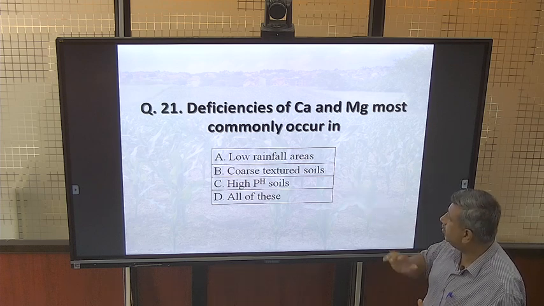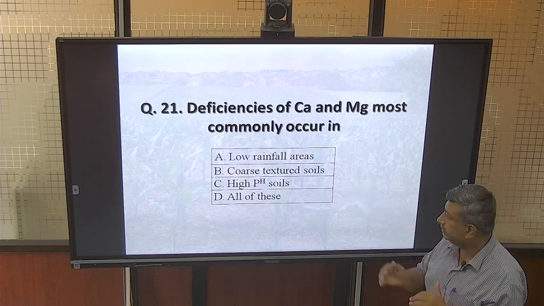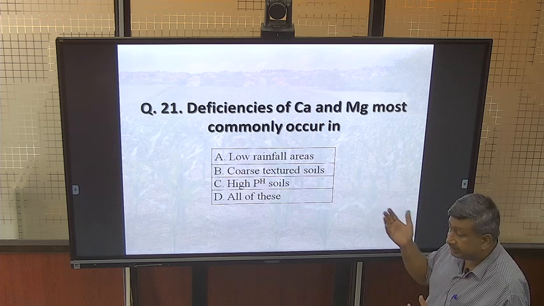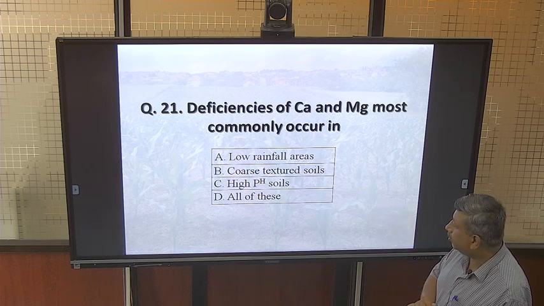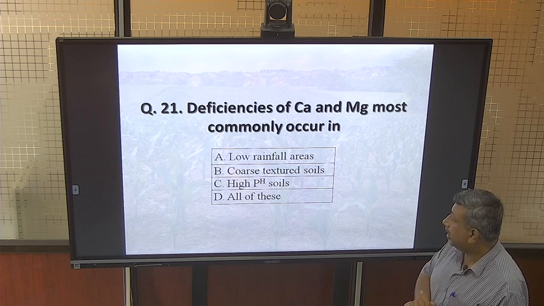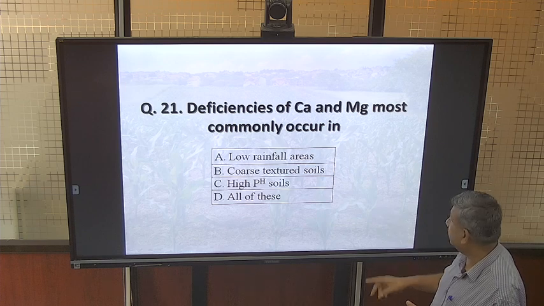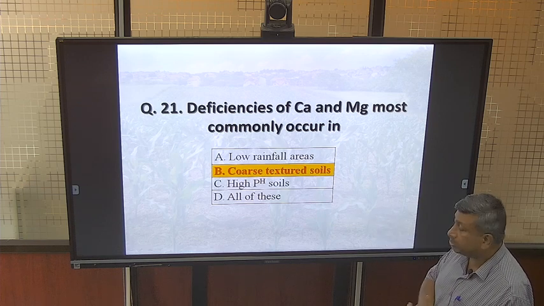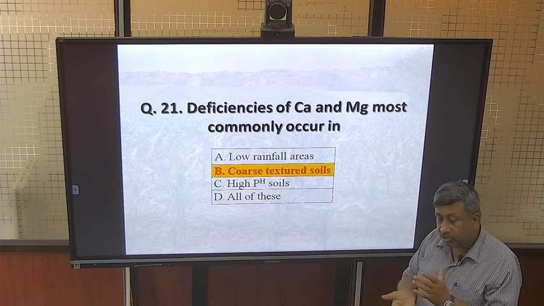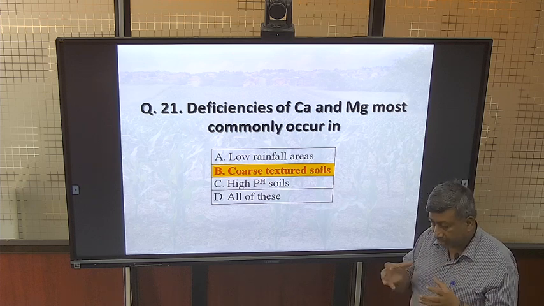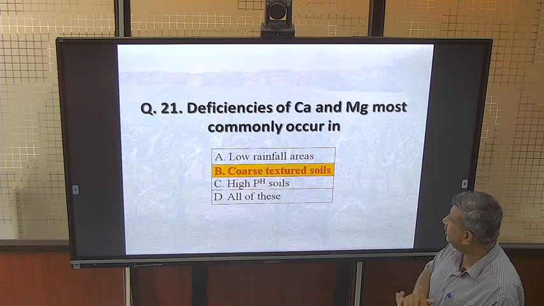So, in this case, low rainfall area, leaching is there, okay. Leaching there and acidity is created, then coarse textured soil, CEC is less, high pH soil, calcium and magnesium is available, and all of these. So, the correct answer is coarse textured soil. In the case of coarse textured soil, they are not able to retain the ions, that is why deficiency is there.